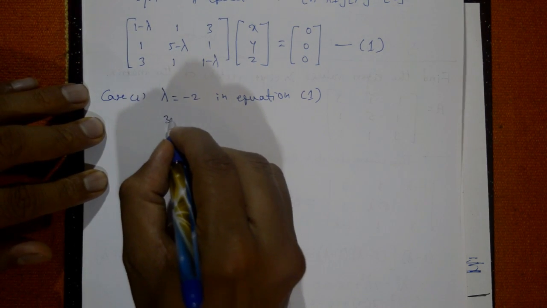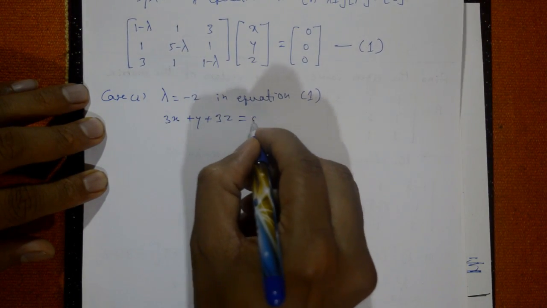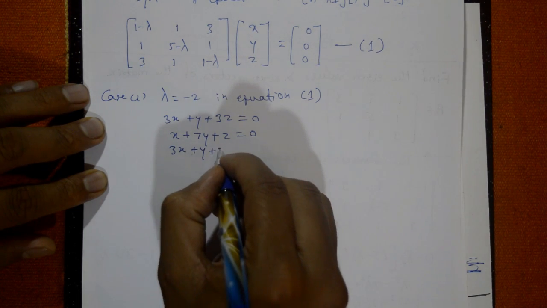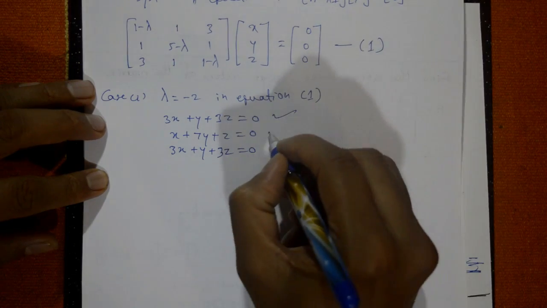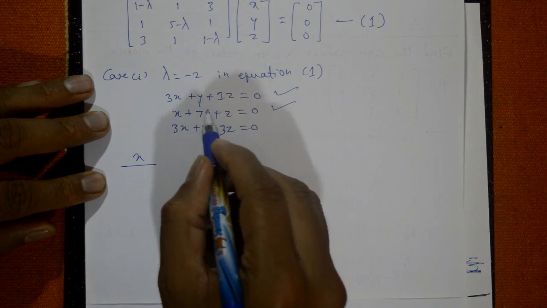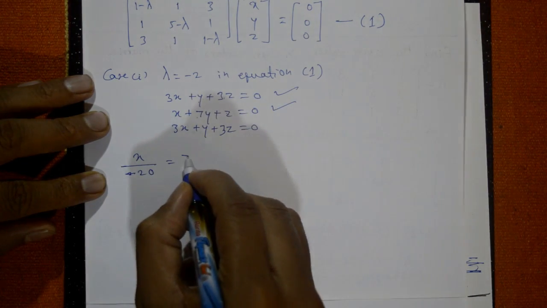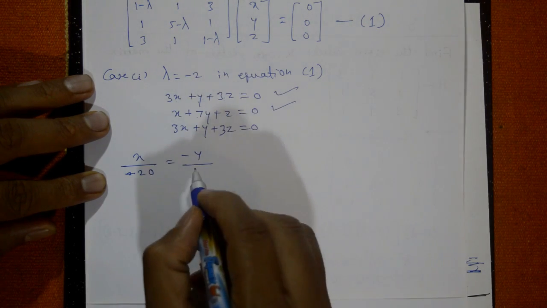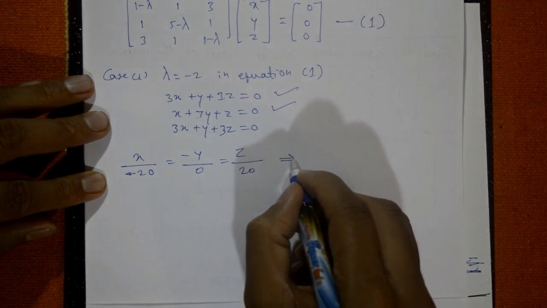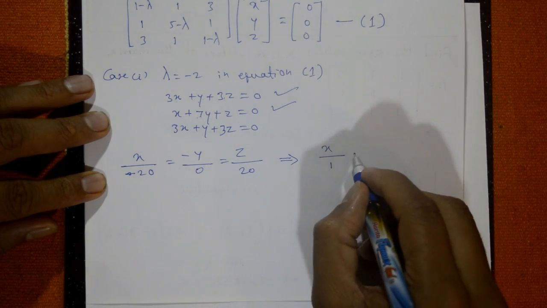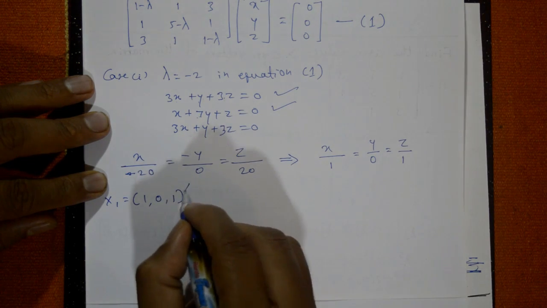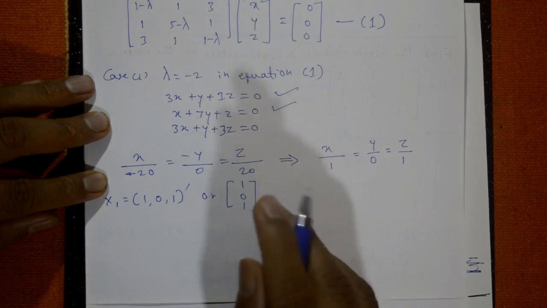The equations are 3x plus y plus 3z equal to 0, x plus 7y plus z equal to 0, and 3x plus y plus 3z equal to 0. Take any 2 equations; I'll take the first 2. By cross multiplication, x upon (1 minus 21), which is minus 20, equals minus y upon (3 minus 3), which is 0, equals z upon (21 minus 1), which is plus 20. Taking 20 common, x equals 1, y equals 0, z equals 1. The first eigenvector is the column matrix [1 0 1].